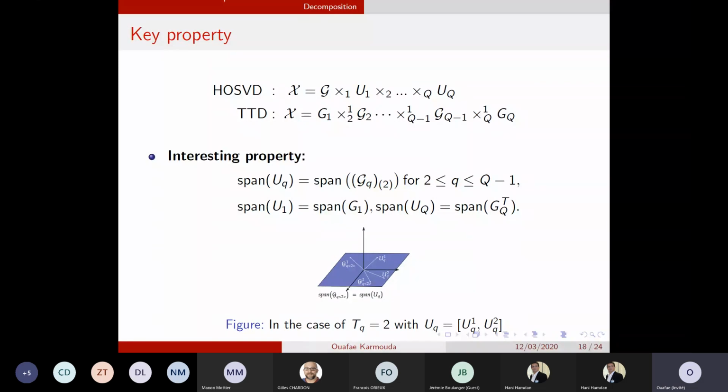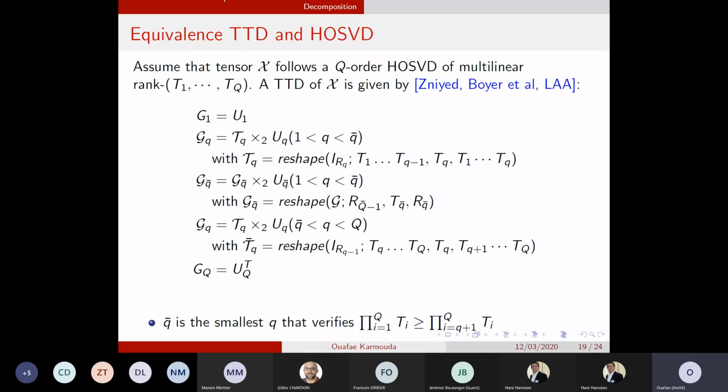This key property is deduced from this main theorem, which gives the equivalence between the tensor-train decomposition and the higher order singular value decomposition. So the main idea of this theorem is that if we have a tensor X that follows a higher order singular value decomposition of multilinear ranks T1 until TQ, we can recover the core tensors of its tensor-train decomposition using the Q factors U1 until UQ that we get from this higher order singular value decomposition.